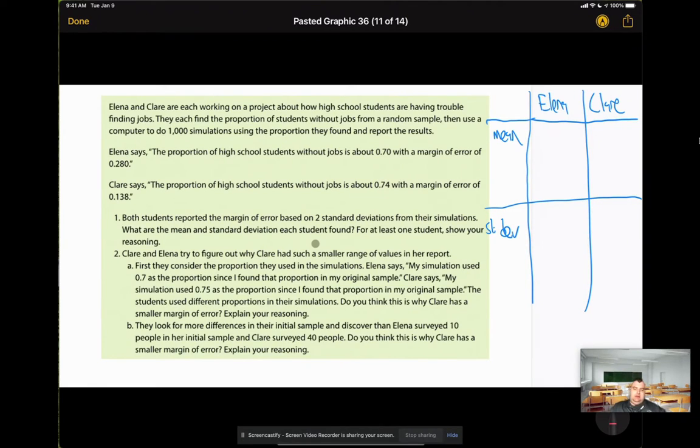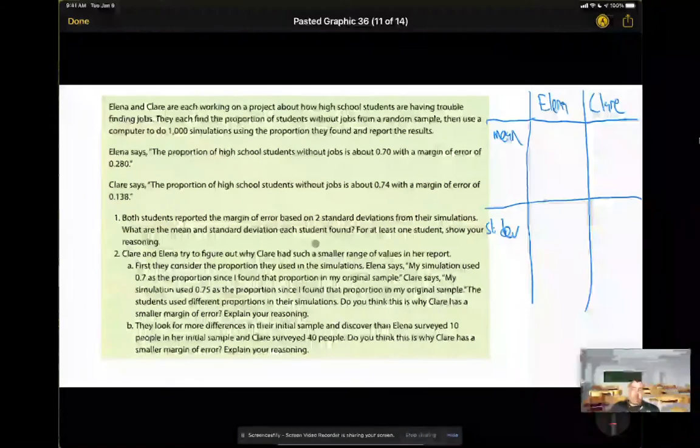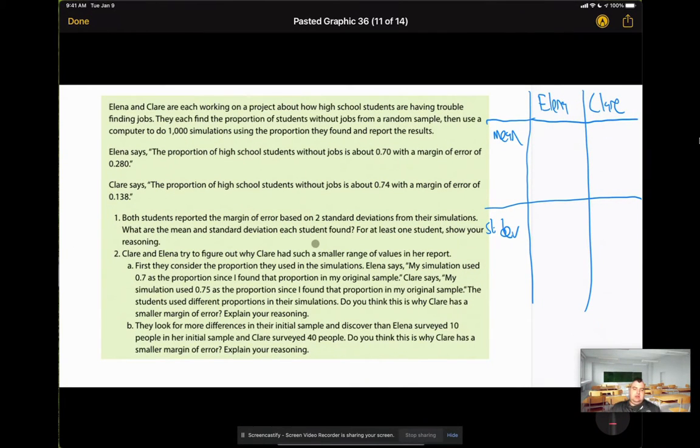Elena and Claire are each working on a project about how high school students are having trouble finding jobs. They each find the proportion of students without jobs from a random sample, then use a computer to do 1,000 simulations using the proportion they found and report the results.